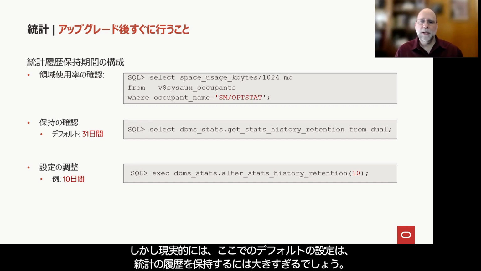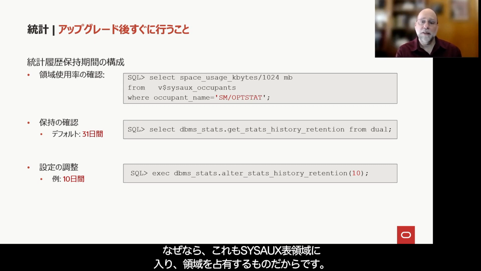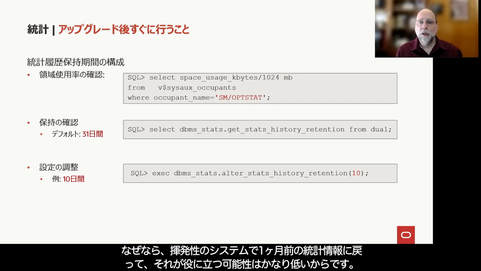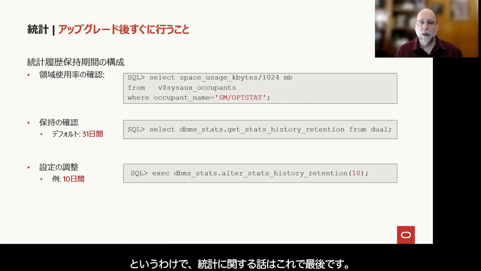But realistically, the default setting here is probably too large for the stats history retention, because this is something else that goes into your sysaux tablespace and takes up space. So what we would suggest is that you change the default retention period from the 31 days and put it down to maybe a week, 10 days, at most 2 weeks, because the odds of going back to month-old statistics in a volatile system and having them be useful are pretty low. So that's the last thing we're going to say about statistics. And now I'll hand you back over to Mike.